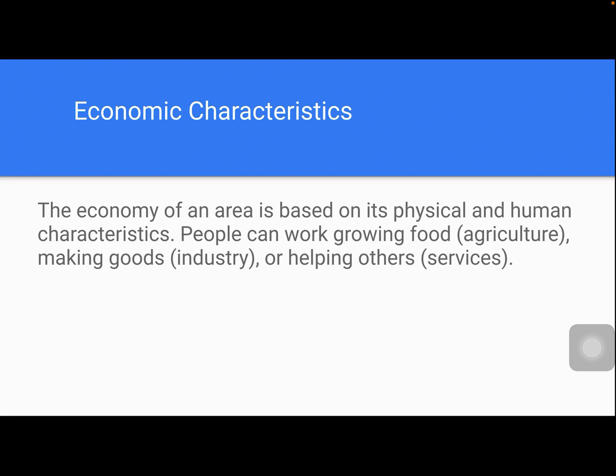So again, economic characteristics: the economy of an area is based on its physical and human characteristics. People can work growing agriculture, industry, or helping others, which is our services there. And I talked about that a little bit previously.